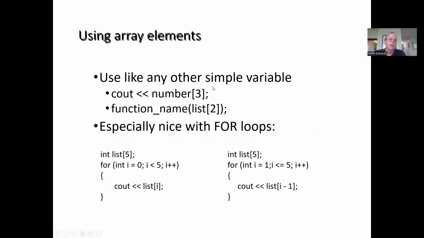So we can use them like any other simple variable. For example, we could output the 4th element, cout number[3], or we could pass an individual element to a function. And arrays work really, really well with for loops. So in the first example over on the left, we can iterate through the array starting at index 0, going up to but not including 5, and then just output each item. It may be good to have an endl or a space in between those.